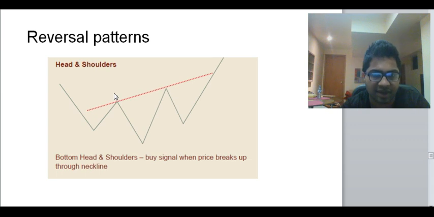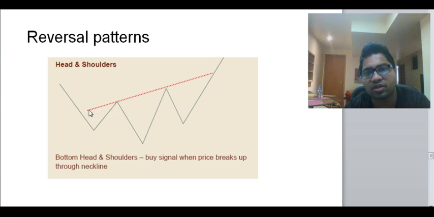The stock price rises. It forms one shoulder. So this is shoulder 1. It again goes up and down, so it forms a head. And it again goes up and down, so it forms a shoulder 2.